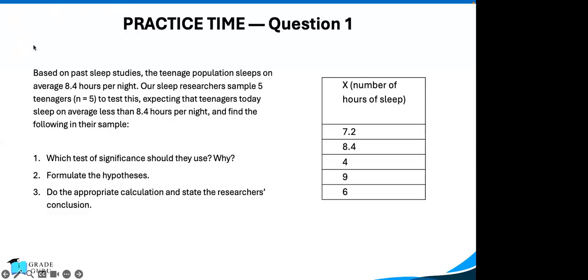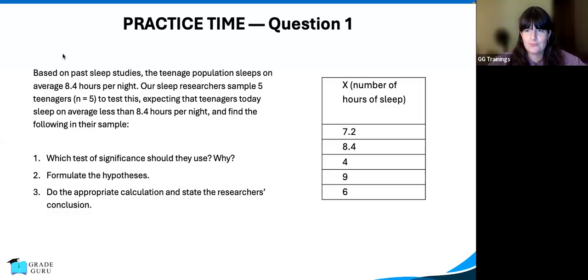Can I just ask something real quick? Yeah, of course. So how was it again? If the T obtained is larger than T critical, we reject H0. Yes. Okay, thank you.